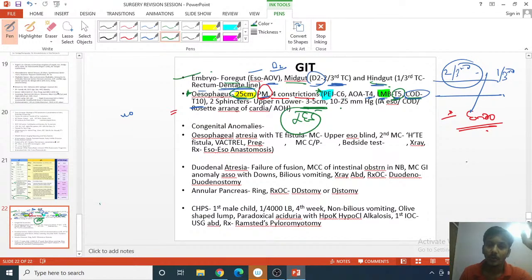Pressure is important. What is the normal lower esophageal sphincter pressure? It is 10 to 25 mm of mercury. You will understand it afterwards. Why is this pressure important? Remember, the normal LES pressure is 10 to 25 mm of Hg. Then there are four structures which contribute to the LES tone or LES pressure.